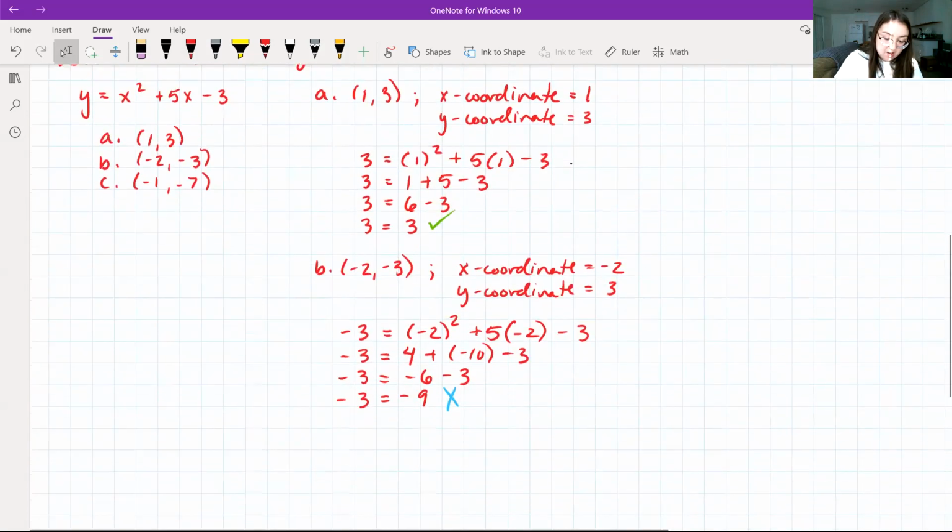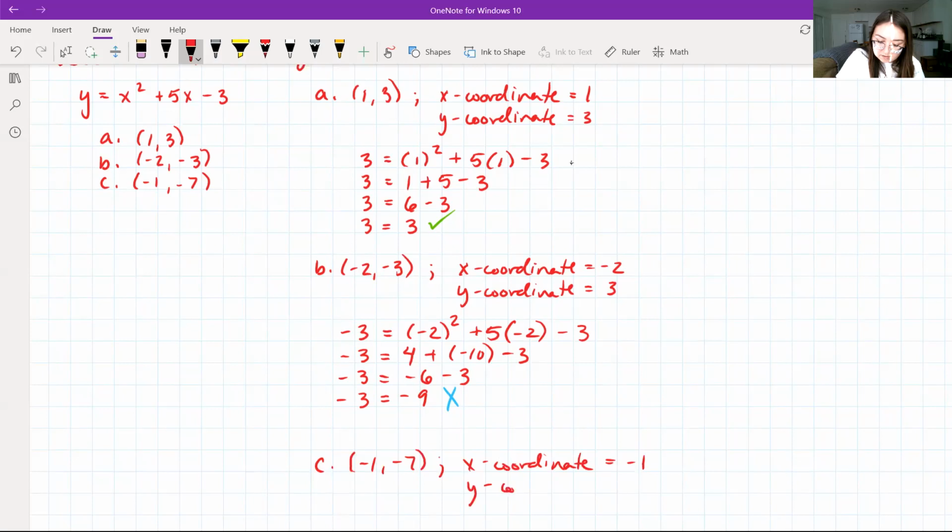Now we want to try out C, which is (-1, -7). So our x coordinate is -1, and our y coordinate is -7.